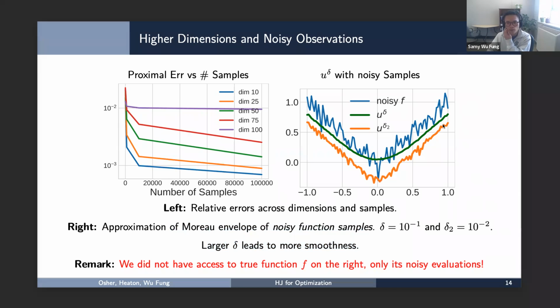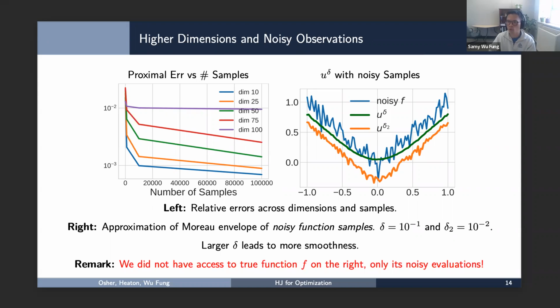And the nice thing about this figure on the right here is that we do not need access to the true function f, but rather its evaluations, which may be noisy. Cool. So this is sort of a toy problem, sanity check of sorts.